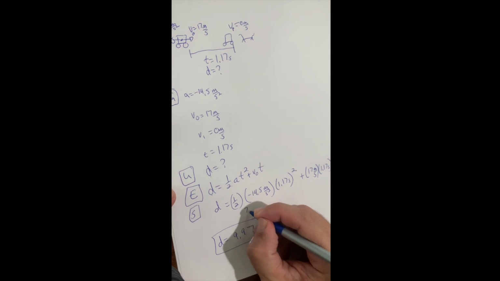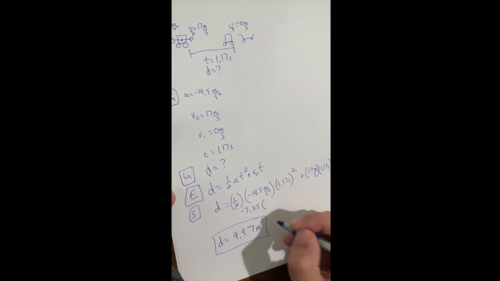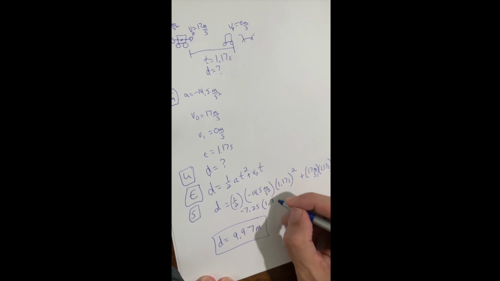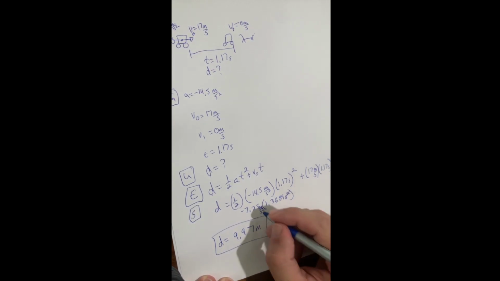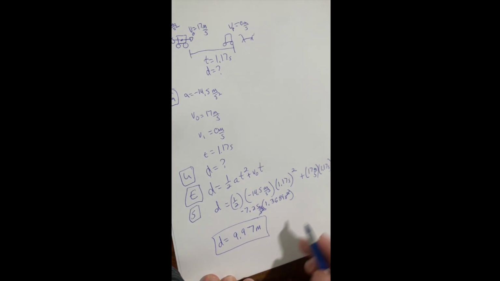step by step. So this would be negative 7.25 times 1.17 squared, which is 1.3689. When you're doing your calculation, you should leave as much information as you can. Okay, and the second squared will cancel, which means we're left with meters. Plus, seconds cancel. 17 times 1.17 equals 19.89.